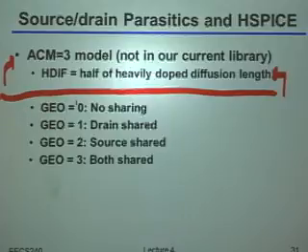So if you say GEO equals 0, that means there's no sharing of any junctions whatsoever in that transistor. If you say GEO equals 1, the drain side is shared, but only the drain side. If you say GEO equals 2, only the source side is shared. And if you say GEO equals 3, that means both sides are shared. Okay, and both sides shared obviously means you probably have some many-fingered, multiply folded transistor.